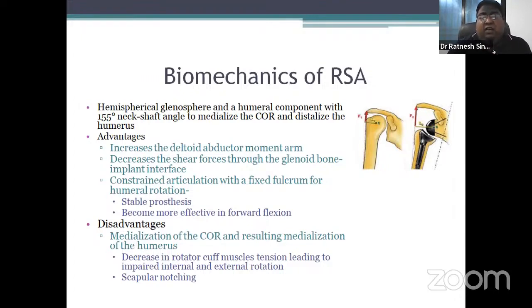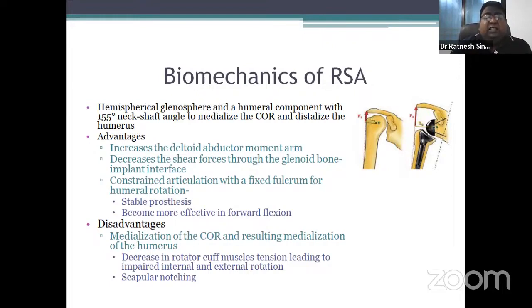So if we distalize and medialize the center of rotation, it increases the deltoid abductor moment and that decreases the fatigue of the deltoid. There is also a decrease in the shear forces through the glenoid bone-implant interface. Here is the constrained articulation with a fixed fulcrum for humeral rotation, that leads to a stable prosthesis and becomes more effective in forward flexion. But there are some disadvantages of this medialization of the center of rotation.